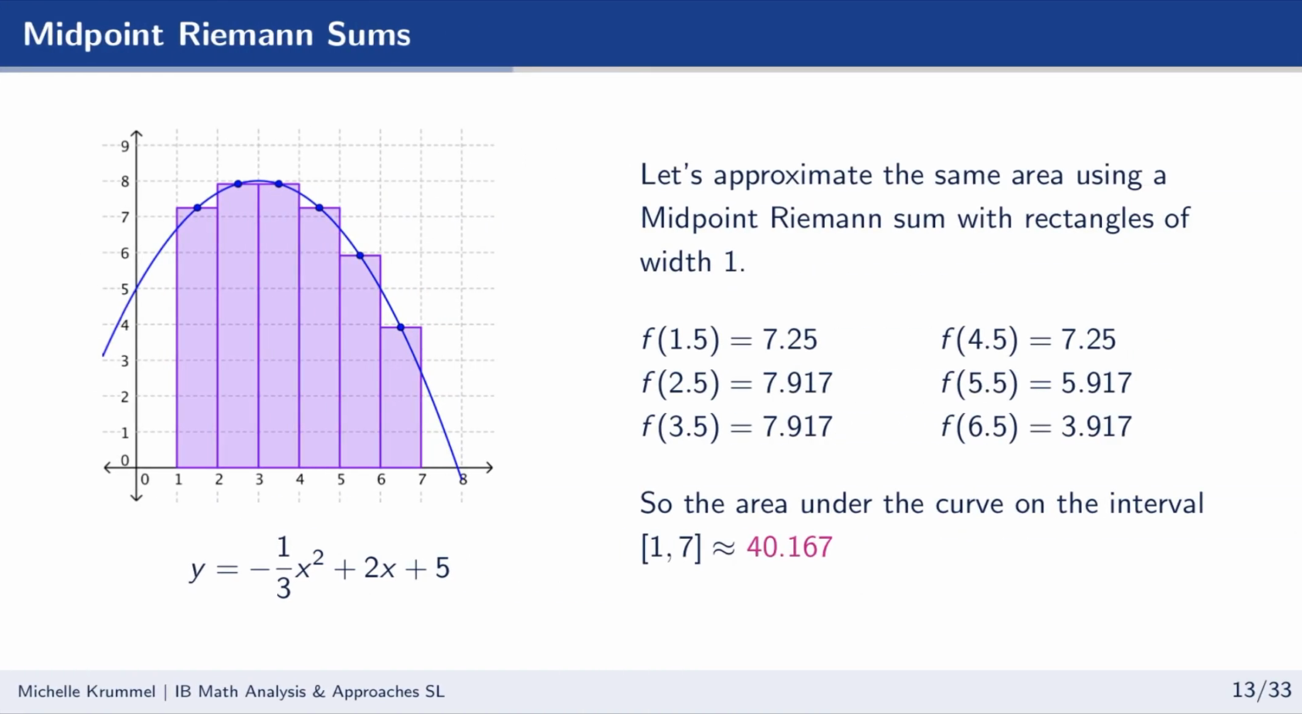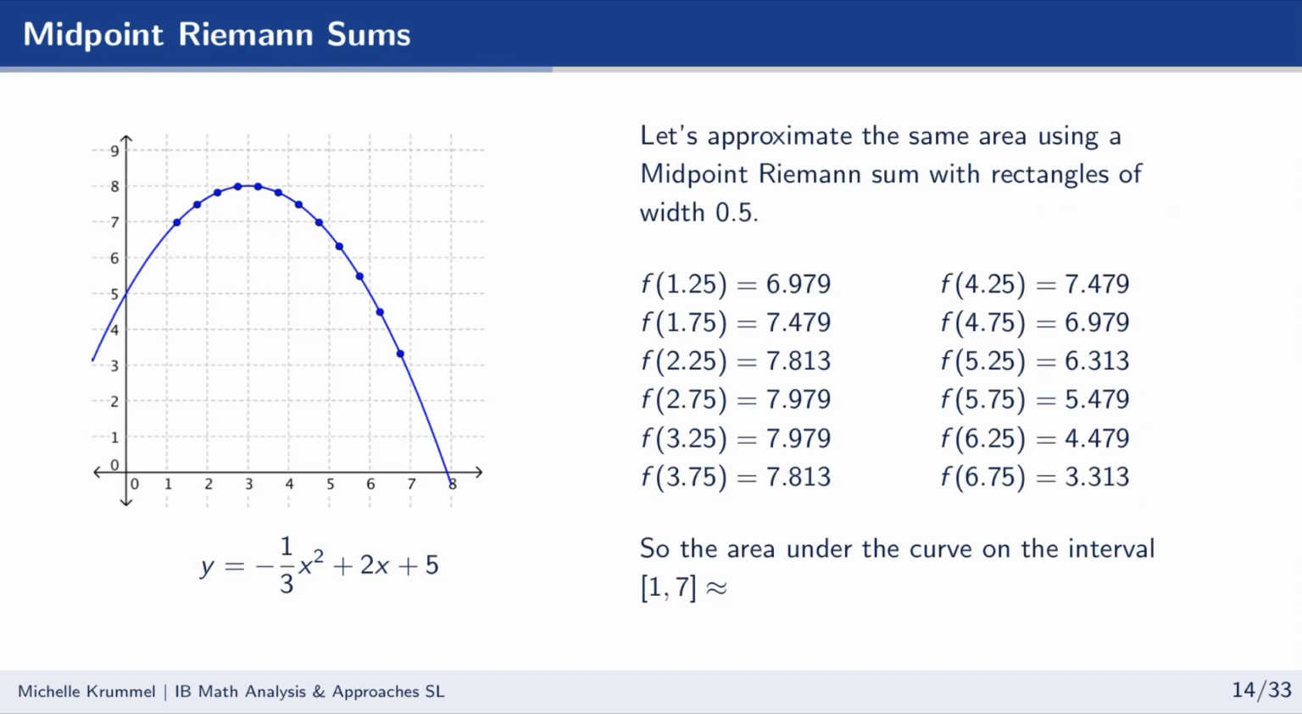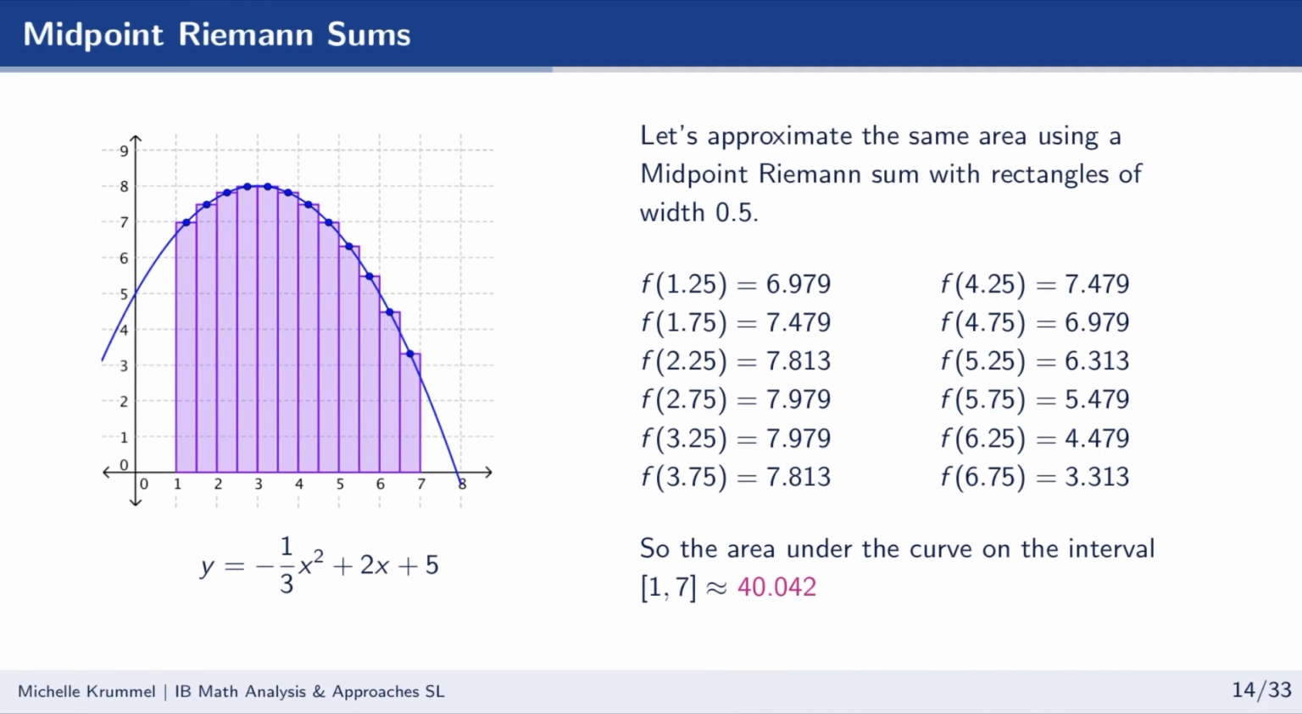So here's a midpoint Riemann sum. The width of each rectangle is 1. And again, with each subinterval, we have a little bit of extra area and then a little bit of deficit there. So they're balancing each other out pretty well. And we're getting an approximation of 40.167. If we use a width of 0.5, now we're getting an estimate of 40.042. And it's getting better and better and better. So we could continue along this manner, making the width smaller and smaller as we go until we start getting a number that doesn't seem to be changing for several decimal places, and then we're pretty close to the real answer.